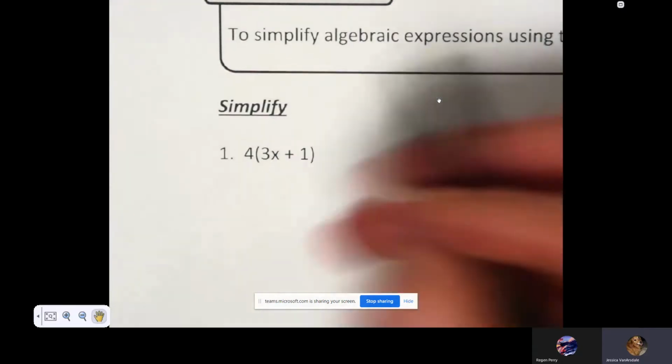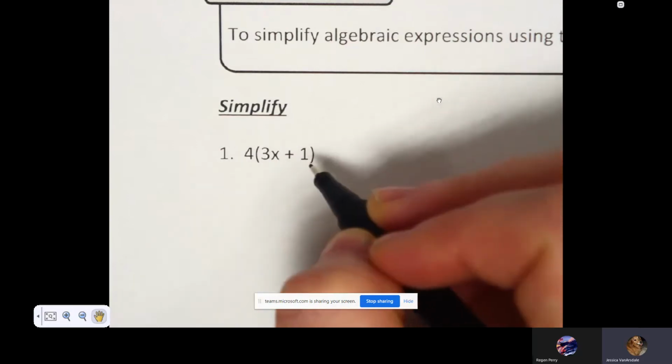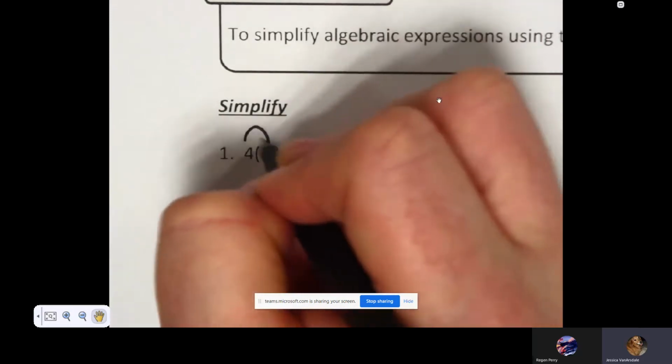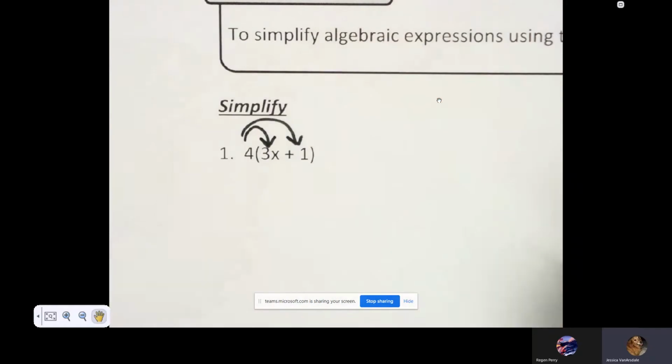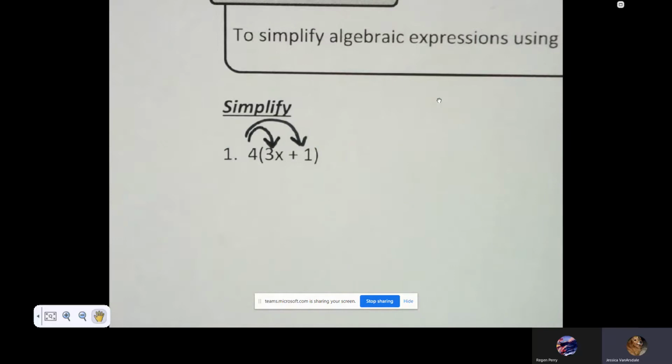Let me get it focused here. And you're going to multiply 4 by everything that's inside the parentheses. So we're going to multiply 4 here, and we're going to multiply 4 here. So we're distributing the 4 to every term that's inside. There's only 2 inside this time, but there can be 20. But for this example, we're multiplying 4 by 2 terms.